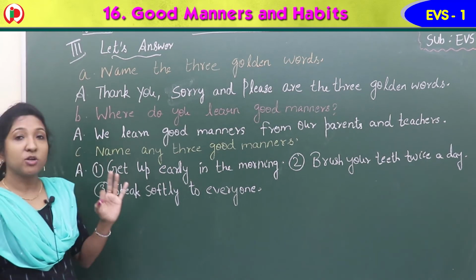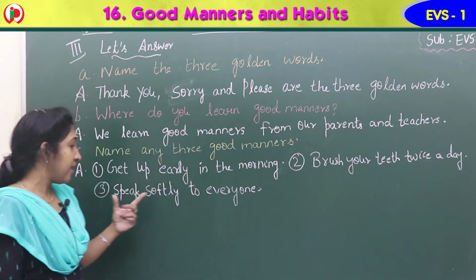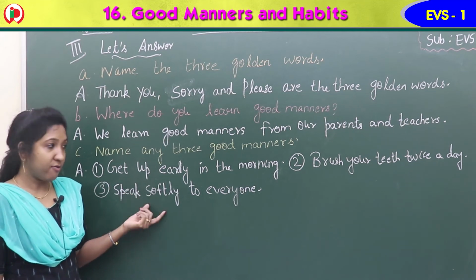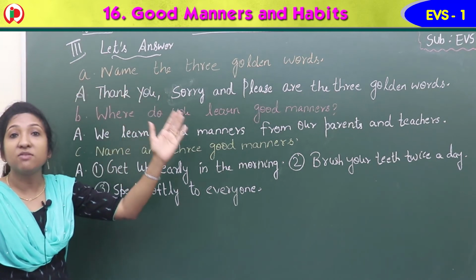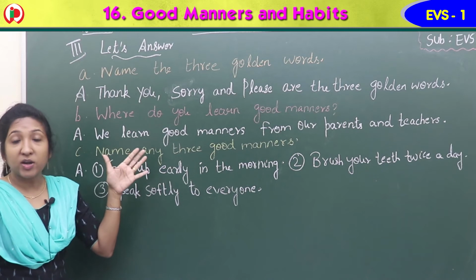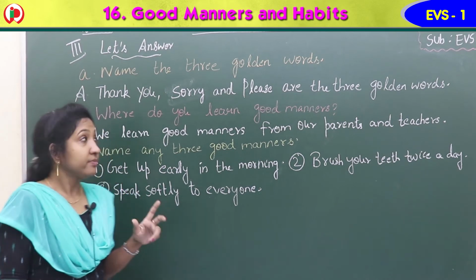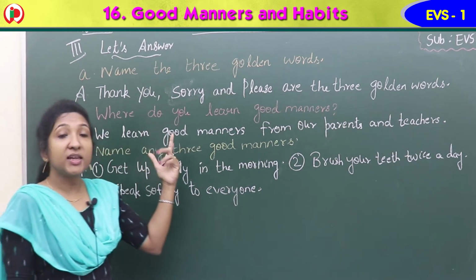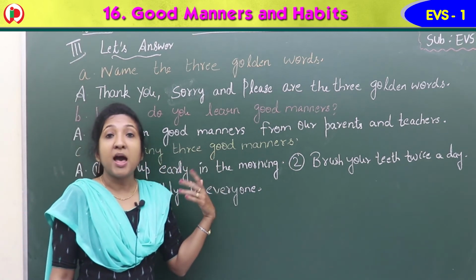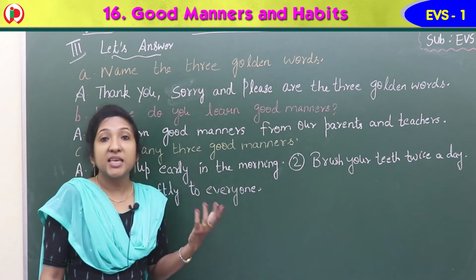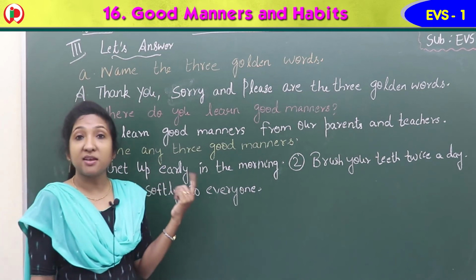So, name any three good manners. First one, get up early in the morning. Second, brush your teeth twice a day. Third, speak softly to everyone. So, the question number A, the first one is, name the three golden words. Thank you, comma, sorry and please are the three golden words. Question number B, where do you learn good manners? We learn good manners from our parents and teachers. Question number C, name any three good manners.